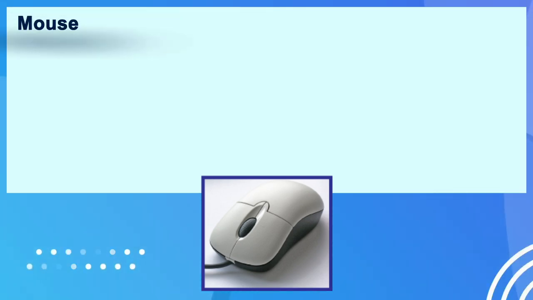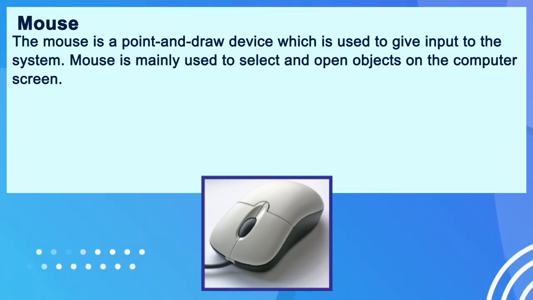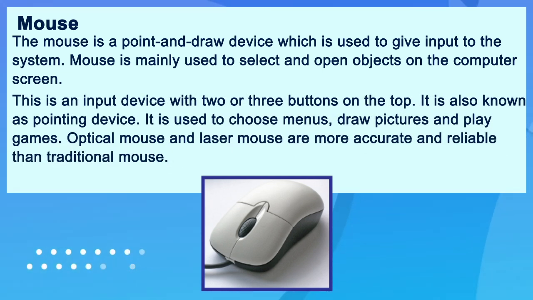Mouse. The mouse is a point-and-draw device which is used to give input to the system. Mouse is mainly used to select and open objects on the computer screen. This is an input device with 2 or 3 buttons on the top. It is also known as pointing device. It is used to choose menus, draw pictures, and play games. Optical mouse and laser mouse are more accurate and reliable than traditional mouse.